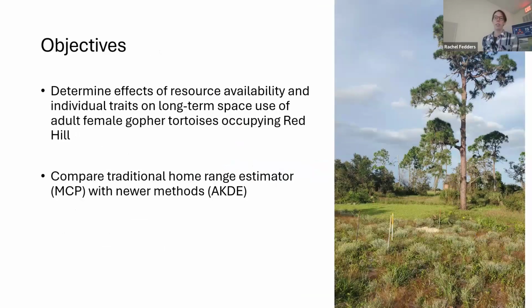Some of the overarching objectives were to look at the effects of resource availability in the form of ruderal versus sandhill habitat types and individual tortoise traits such as body size on longer-term space use of female gopher tortoises in this area. Another objective was to examine different methods of home range estimation, comparing minimum convex polygons, or MCPs, with a newer method of autocorrelated kernel density estimation, or AKDE. However, ultimately, the choice of home range estimator did not affect our results. So for the sake of time here, I'm just going to report the results for the AKDE.